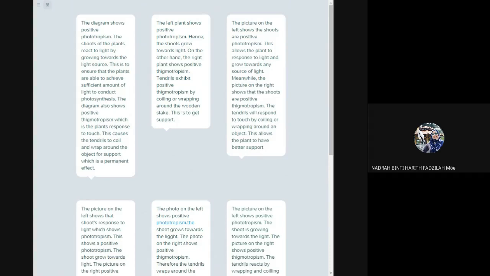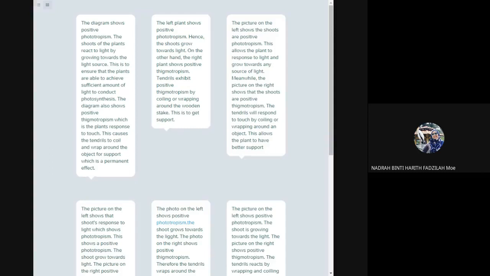Memang tropism ni adalah permanent effect sebab it influences growth. Sebab dia mempengaruhi proses pertumbuhan. So as we know in our previous discussion, growth has a permanent effect. Kalau kita dah bertambah tinggi atau bertambah panjang, kita tak jadi pendek lah. Permanent effect. Okay, force support. Yes. Okay, kita tutup dengan force support.